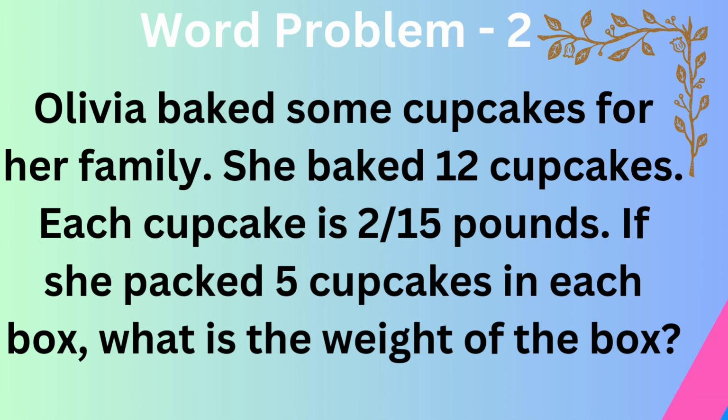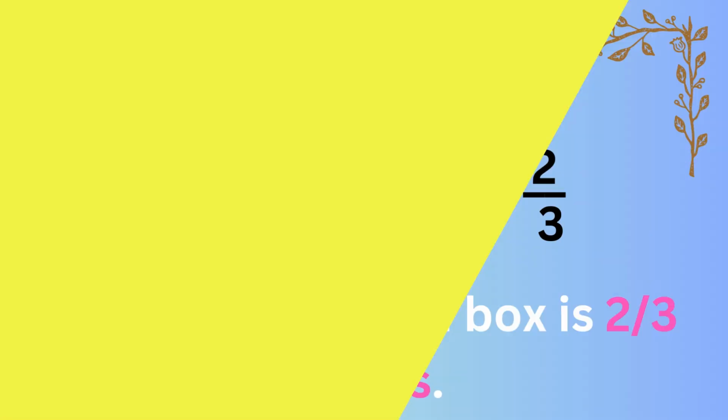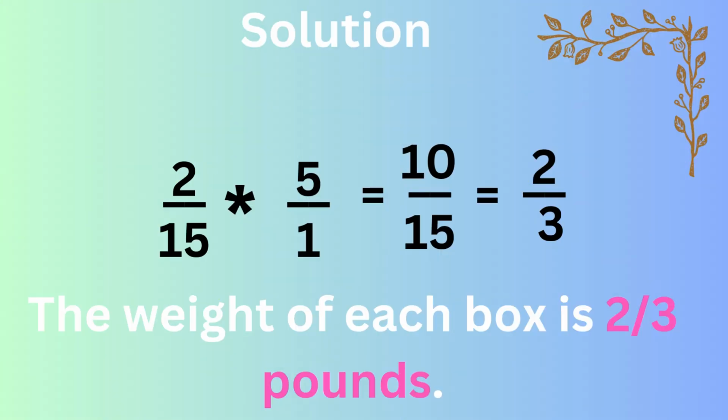Number 1. Find the total weight of the cupcakes in the box. 5 cupcakes times 2 over 15 pounds per cupcake equals 10 over 15 pounds. Simplify. 10 over 15 reduces to 2 over 3. The weight of each box is 2 over 3 pounds.